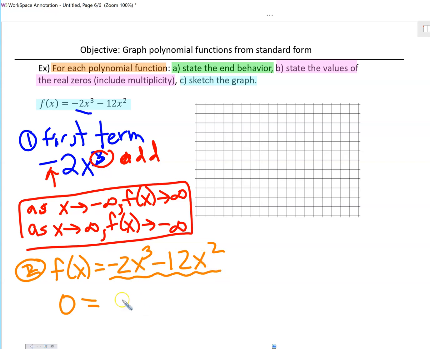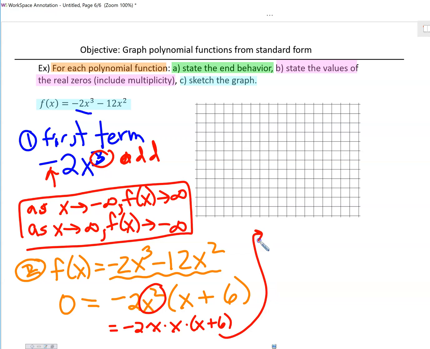There's a GCF of negative 2x squared, and that would be times x plus 6. And x plus 6 is not a special binomial, so we're done with our factoring. Now we can use our zero product property, but one of the things I want to point out is your x squared here, that is a repeated factor. So remember, we think of this as negative 2 times x, and then that's times the x plus 6.